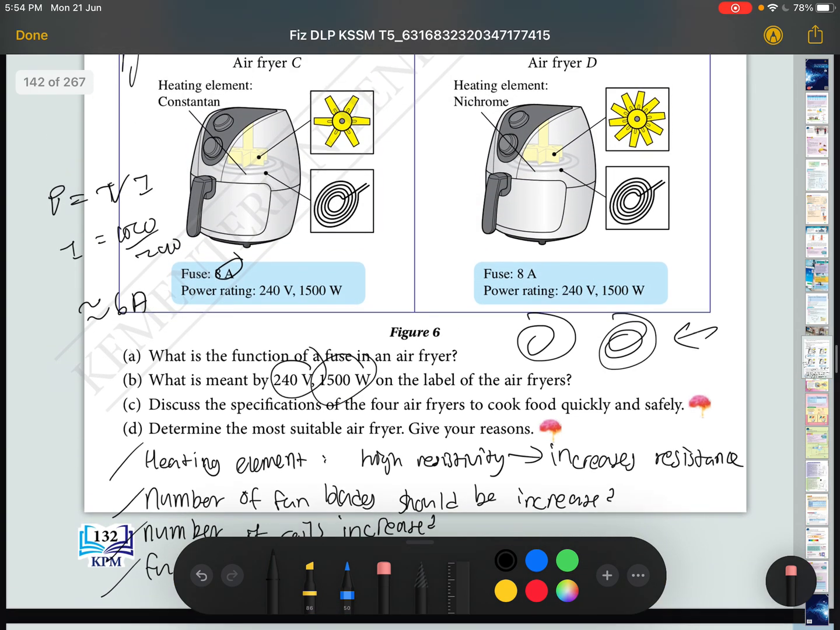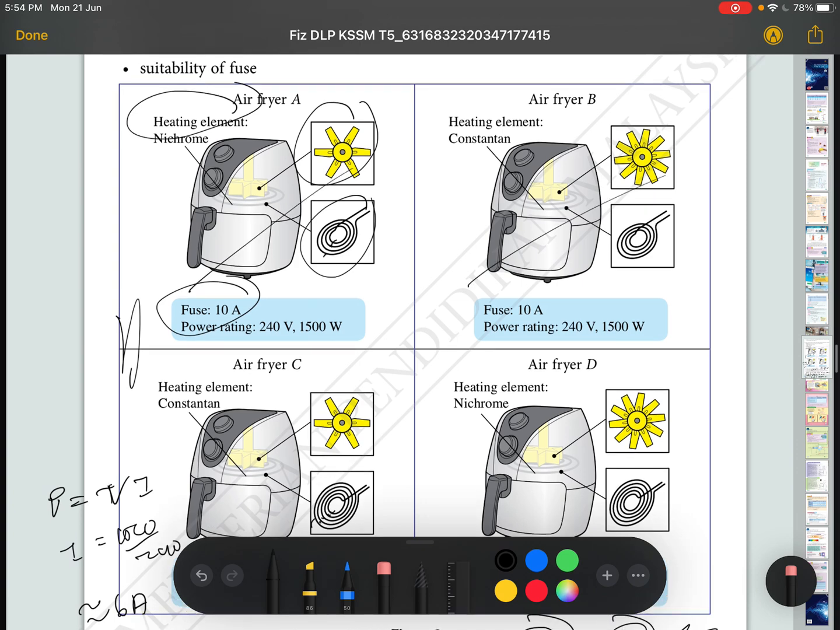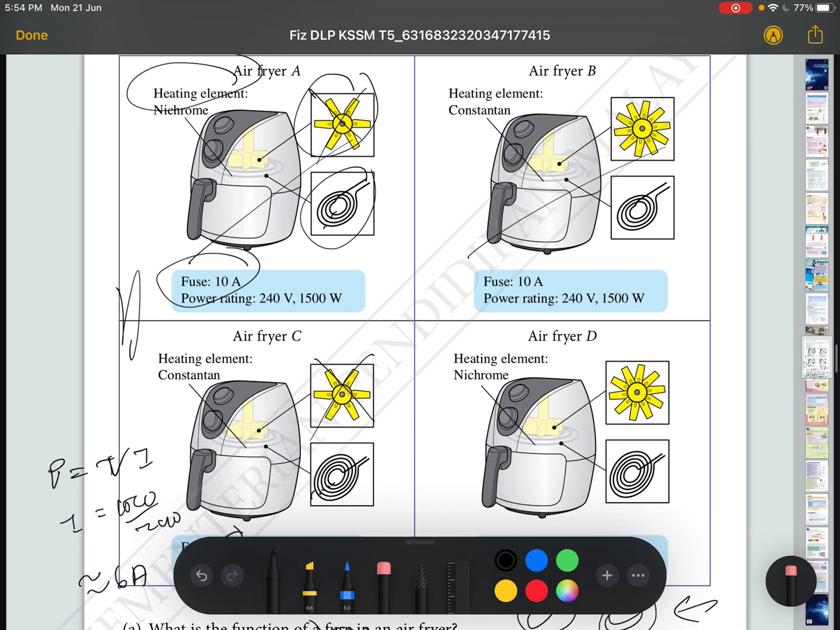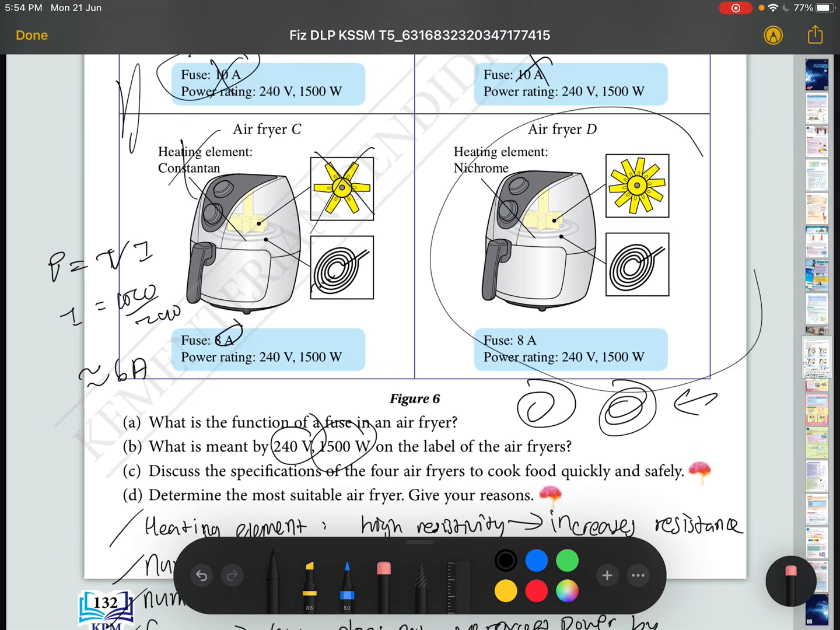So with this, you want to determine the most suitable air fryer. So you look at the number of coils first. 1, 2, 3, 4. 1, 2, 3, 4, 5. And here also 5. So these 2 are out already. And then number of fan blades. This one is already out. And then heating element, nichrome. You don't want constantan. So this one is correct. Constantan, and then fuse. So you can see that I did not cross D at all. So D is the most suitable air fryer.